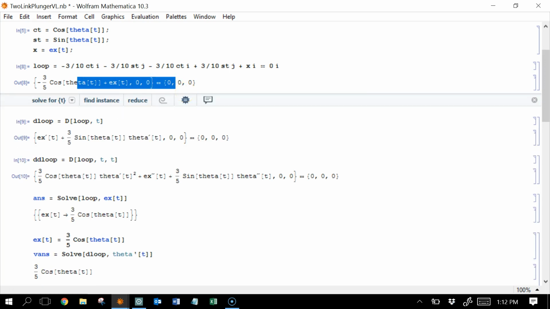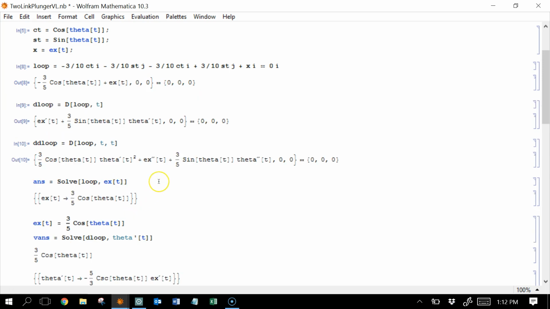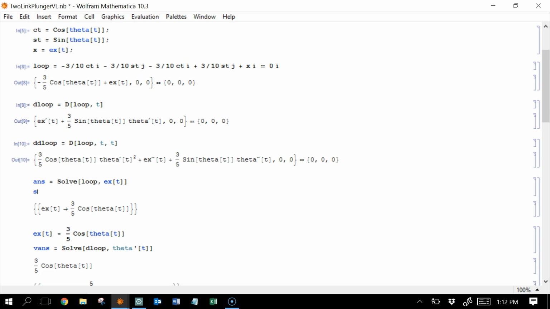I guess I should have solved for, yeah, okay. There's either x or there's theta, so I probably would want to solve for theta. Let me just make that change real quick. So you say, we'll call it ANS2, let me see if I can type it right, ANS2 equals solve the loop equation for theta of t.